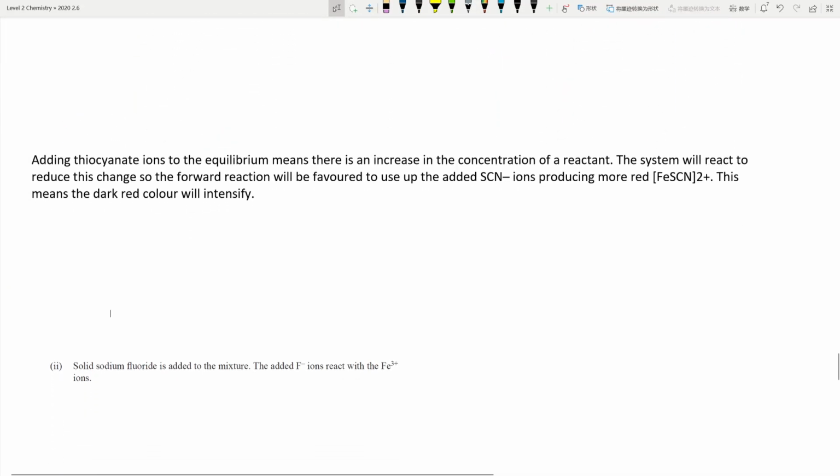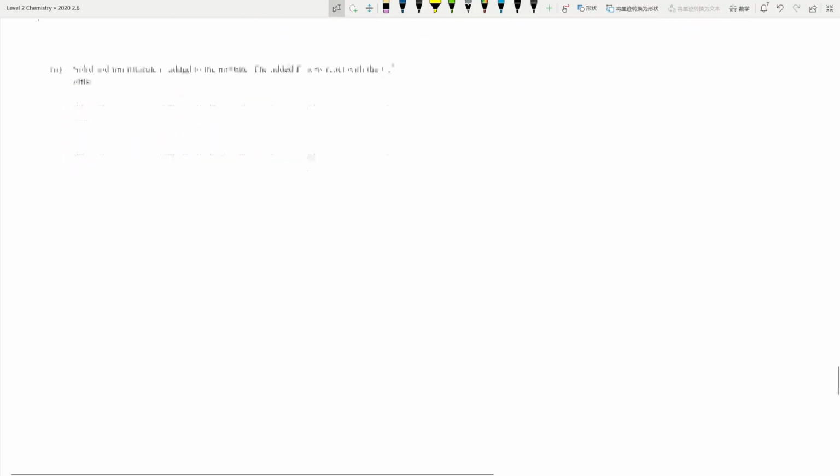So here we go. Adding thiocyanate, which is KSCN, means there's an increase in concentration of the reactant. The system shifts to the right, favoring the forward reaction to get rid of the added SCN minus, producing more red. Therefore the color will become more red. Nice and easy.